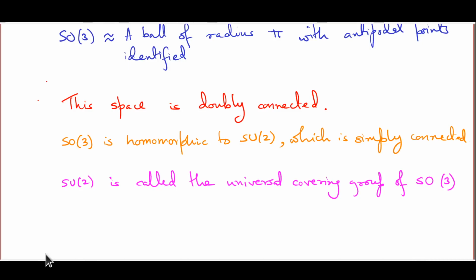One very important point here is that SO3 happens to be homomorphic to another group, the group SU2, the group of special unitary 2x2 matrices, which is actually simply connected. And because of this, SU2 is called the universal covering group of SO3. The connection between SU2 and SO3 is actually very important in physics, and we are going to explore that in the coming lectures.